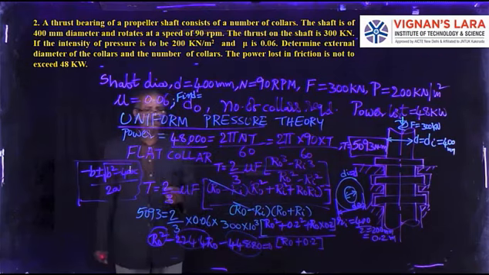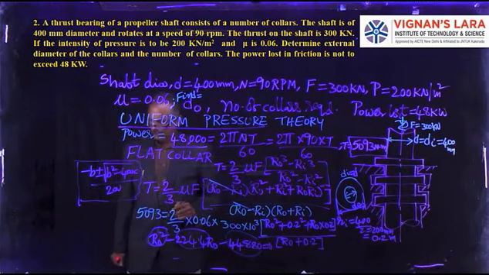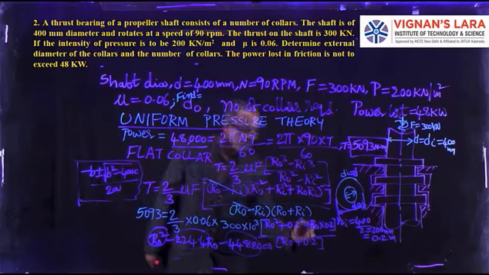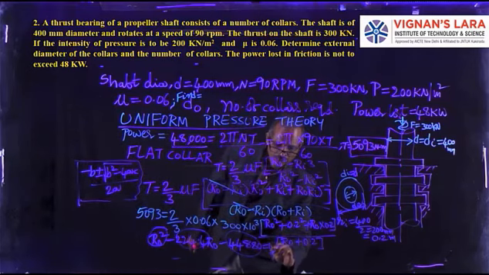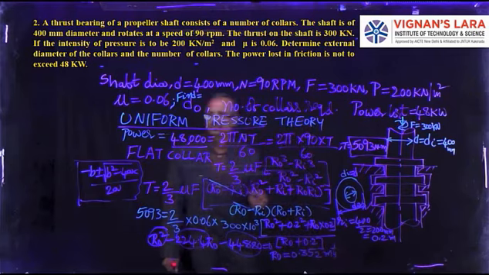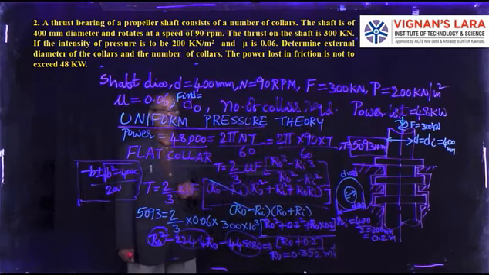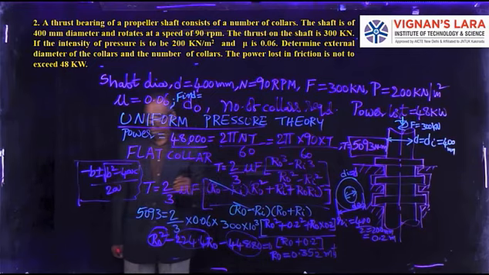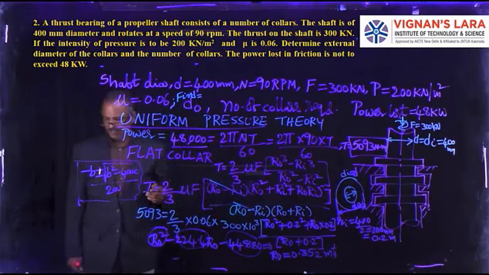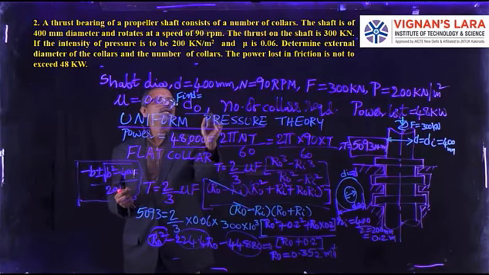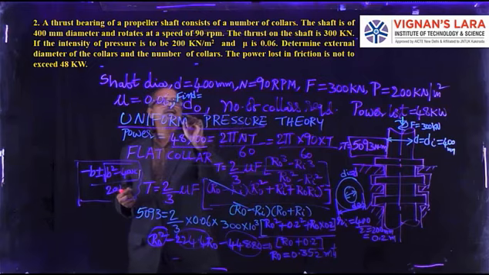So if you write this and solve this, you get the value of R0, which is 0.352 meters. So you get R0 is equal to 0.352 meters, isn't it? So once I get my R0, what is my next requirement? Find the number of collars and D0.